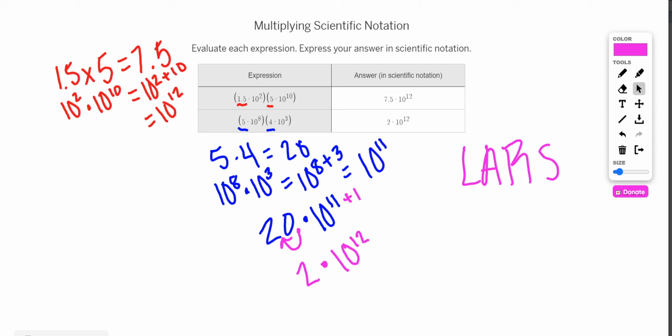So these are both the answers. Make sure to check your work and correct any mistakes that you may have made.